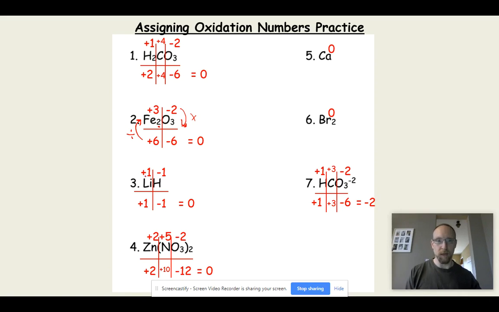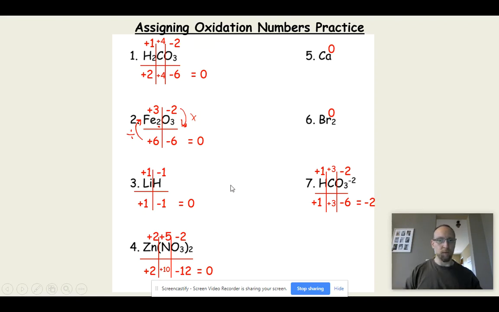Number 3, good example of how always overrides usually. Don't forget about that when we're looking at our rules. So lithium's a group 1, which is always +1. Hydrogen, our rule says it's usually +1. But if we give hydrogen a +1 here, the whole thing is going to add up to +2. So that doesn't work. So always wins. Hydrogen has to adjust, becomes -1. That gets us to 0.